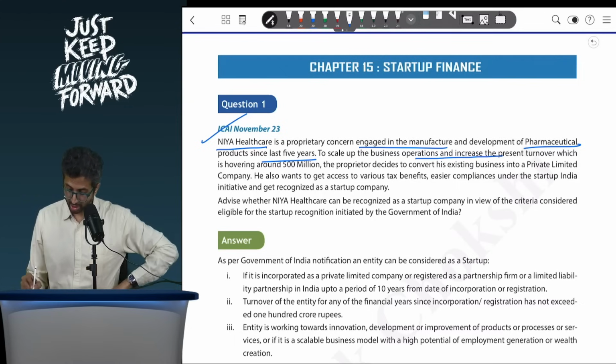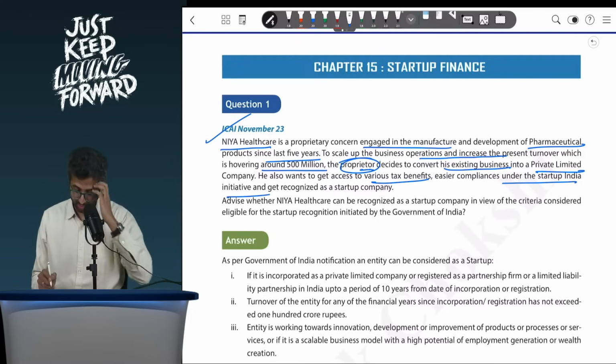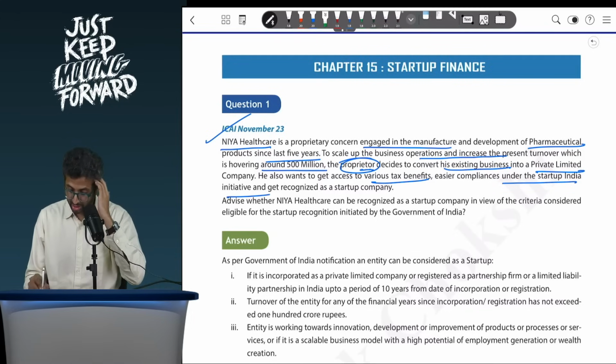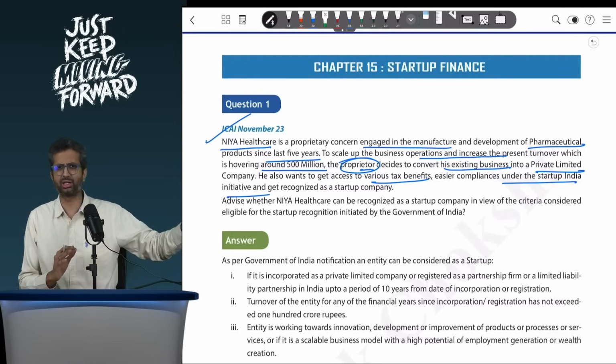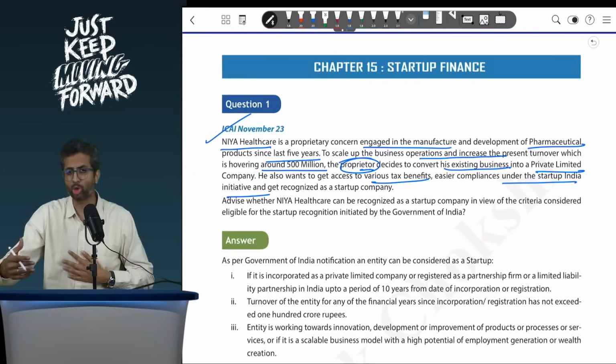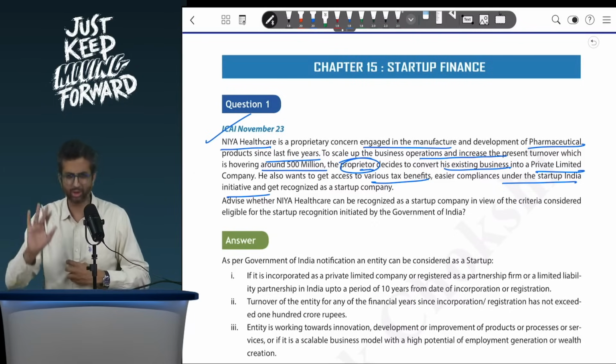To scale up its operations and present turnover, which is around 500 million, that is around 50 crores, the proprietor decides to convert the existing business into a private limited. He also wants to get access to various tax benefits under the Startup India initiative. But this is getting converted. Remember, for Startup India, you should have been set up in the last 10 years. Turnover should not have crossed 100 crores. You should be having new ideas, technologies, leveraging technology, all that is there.